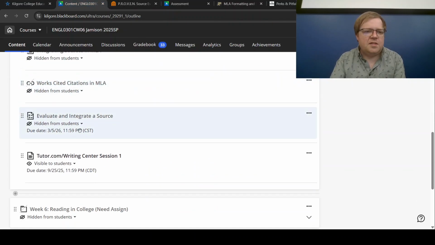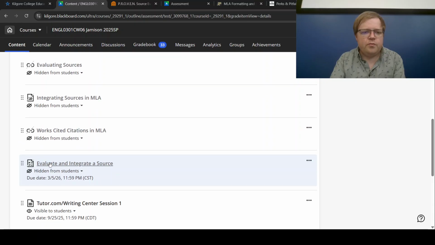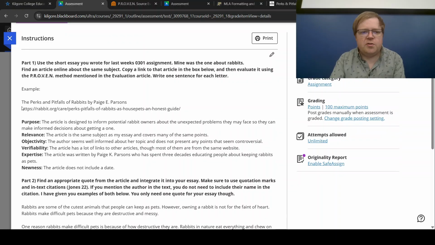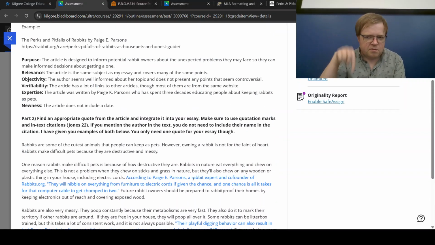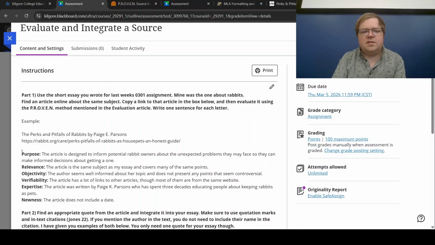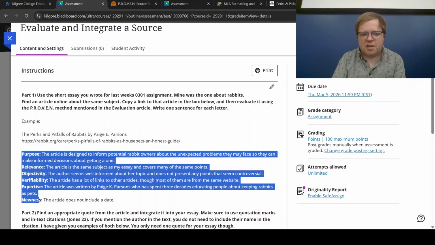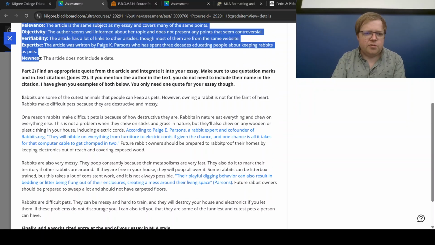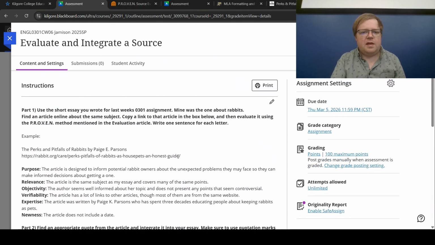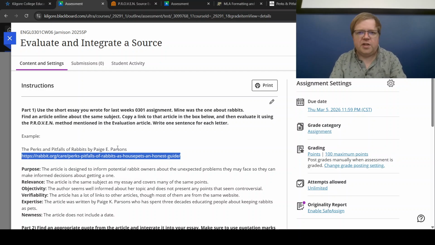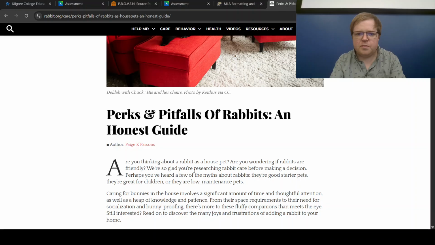And for your assignment today, the first thing that you're going to do is find an article online about the topic you wrote your essay about last time, your essay in the 0301 class, and you're going to evaluate it based on the PROVEN method. So mine was the one about rabbits and how they are destructive and messy, and this is the article that I found about that. This is an article called The Perks and Pitfalls of Rabbits, an Honest Guide.